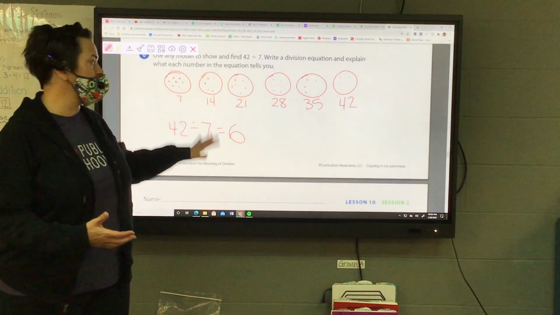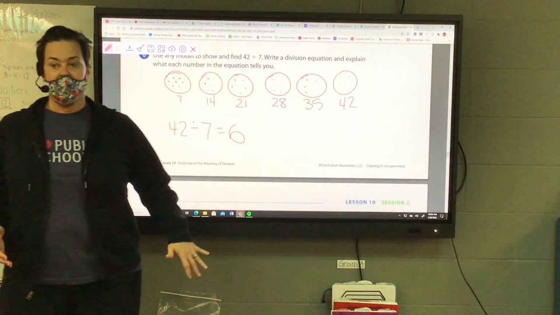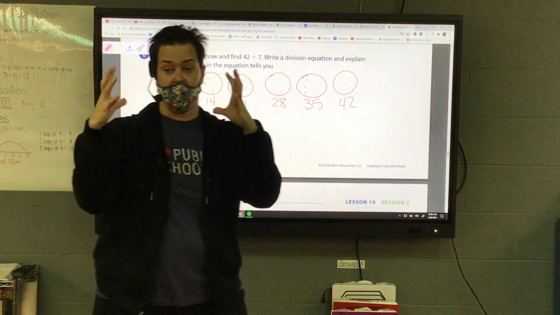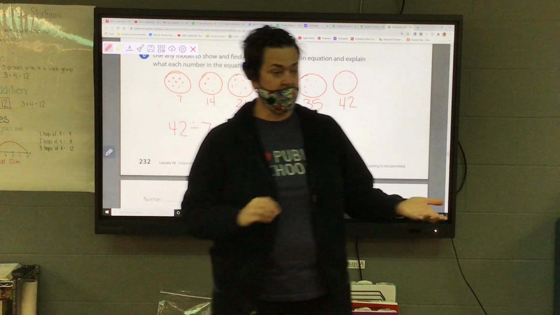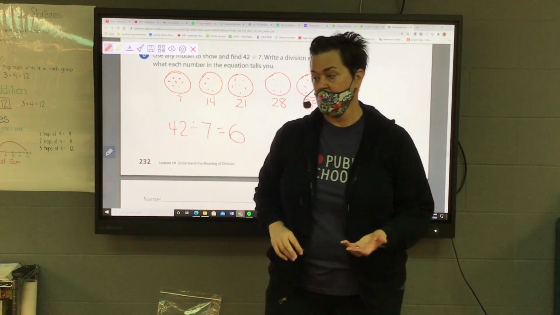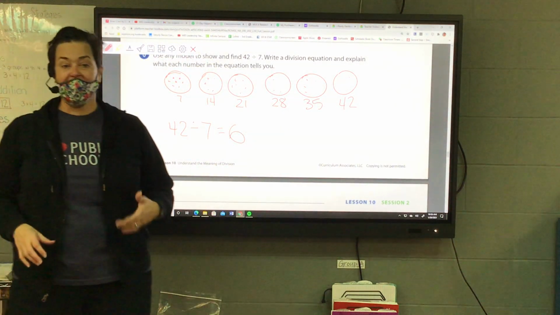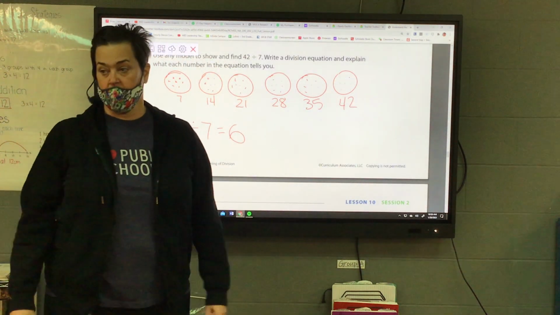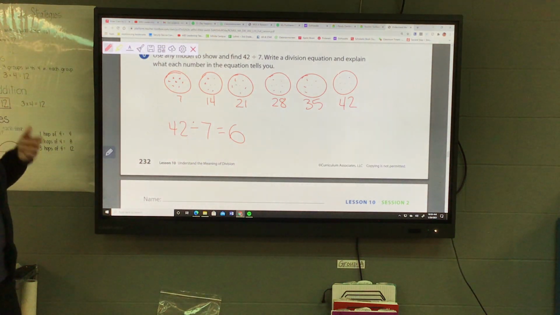So 42 in this division equation is how many we start with all together. 7 was how many I put into each group. 6 is how many equal groups there are. Okay, we'll keep talking about that.